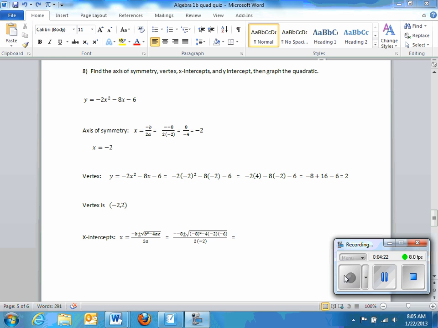All right, notice we had negative b, but b was negative. So we have a negative negative b. That's important. People mess that up a lot. Plus or minus negative b squared in parentheses minus 4 times a times c, all divided by 2a.